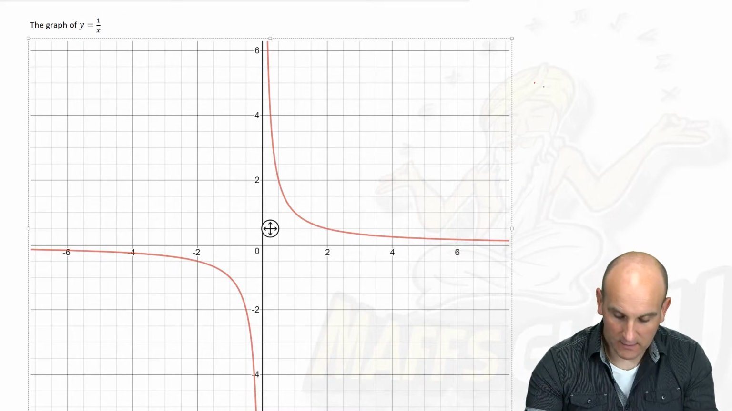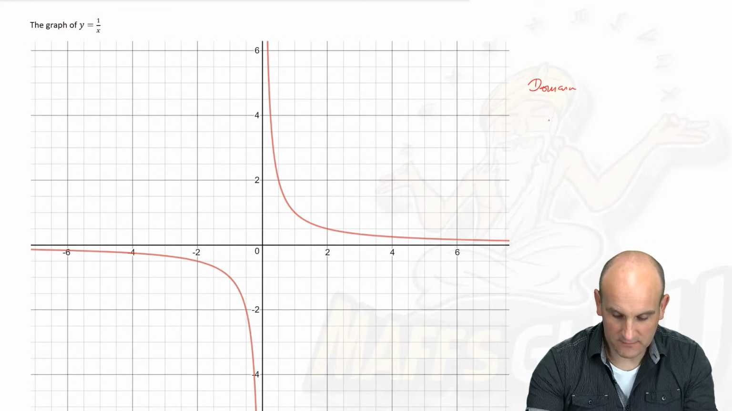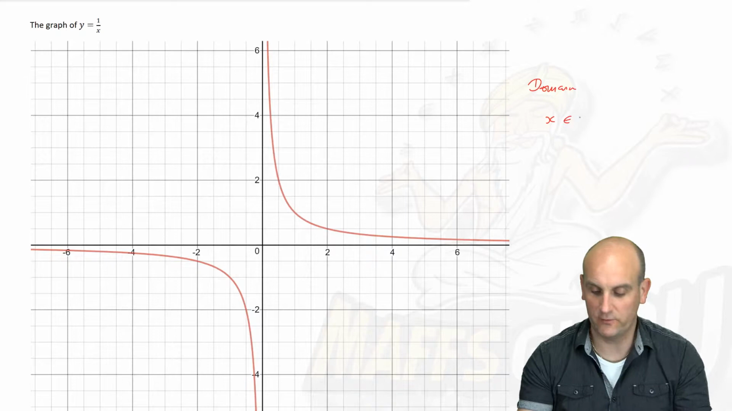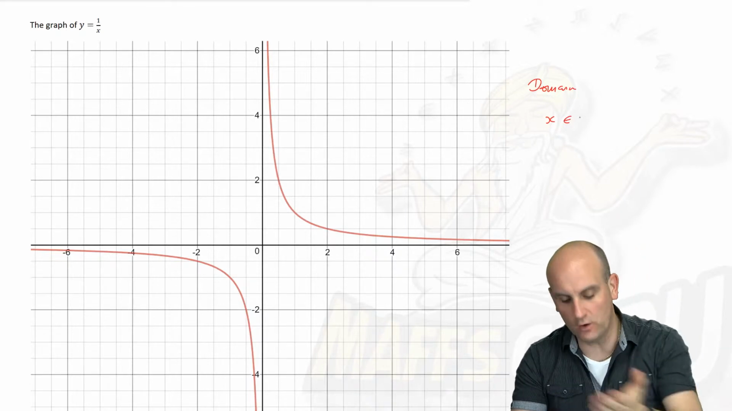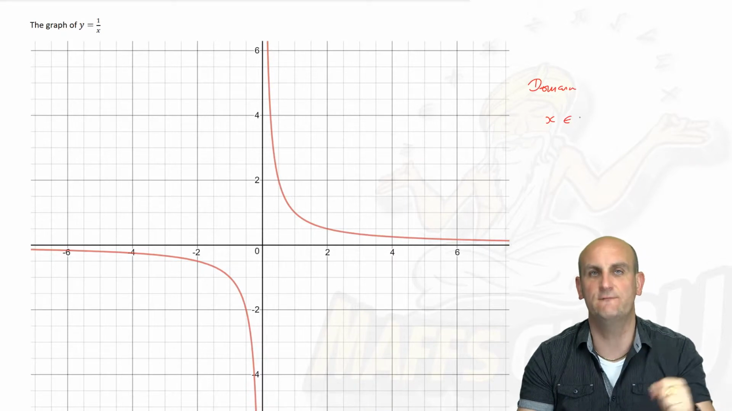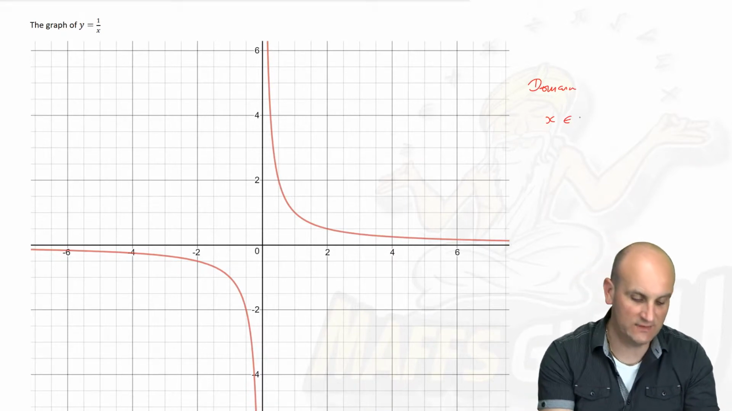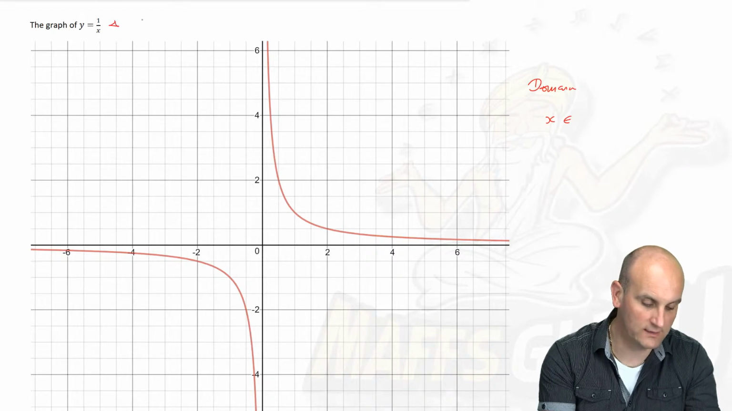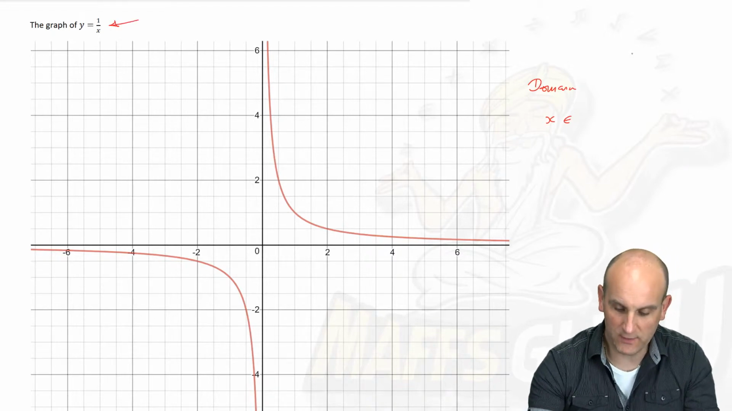Look at the domain. I'm going to write my domain. So there's my domain, and it's x is in. So what does this mean? Look along the x values and tell me, is there a value of x you could not put into that graph? Well, actually, even if you don't look at the graph, look at the equation. You have the equation y is equal to 1 on x.